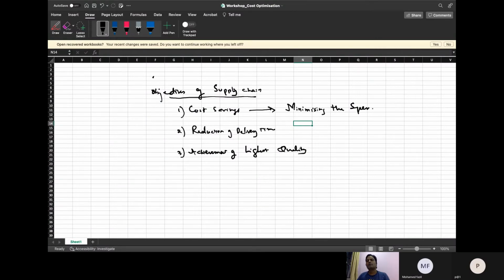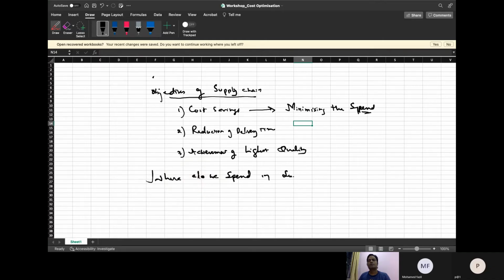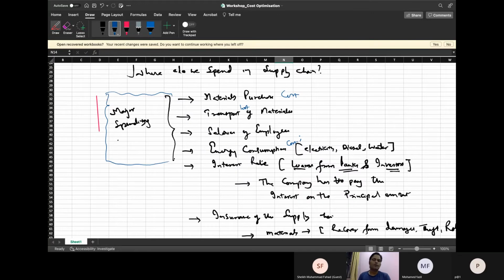You know what spending is all about. So where do you spend? The question is, where do we spend in supply chain? If we are able to control these four areas, then we are going to control almost 80 to 85% of the supply chain cost.